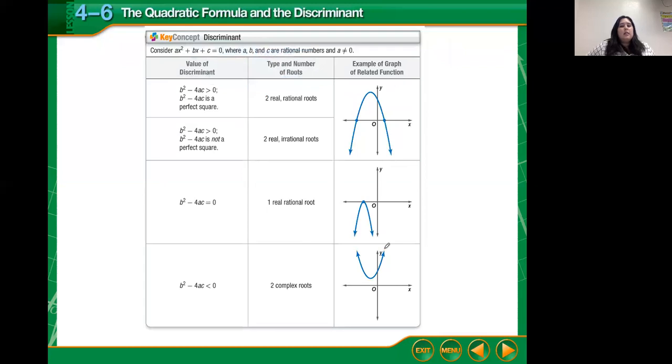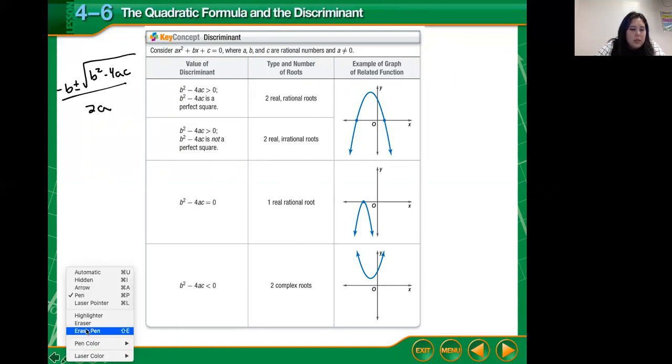All right, taking a look at the discriminant. The discriminant is from the quadratic formula, and in the quadratic formula we have -b plus or minus the square root of b squared minus 4ac all over 2a.